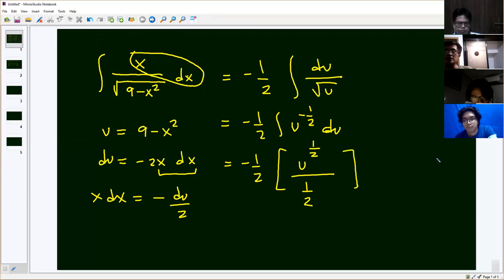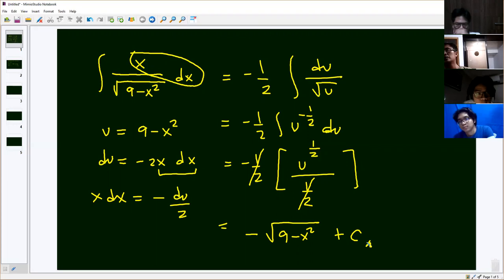So I'll put it later na lang. 1/2 cancels out. So the negative stays there. So you have negative u to the 1/2. That's negative square root of 9 minus x squared, and then plus c. So there. Ito yung binigay kong example sa simula para hindi nyo makalimutan na you have to see kung kaya pa rin ng substitution, guys. Punta tayo sa next.